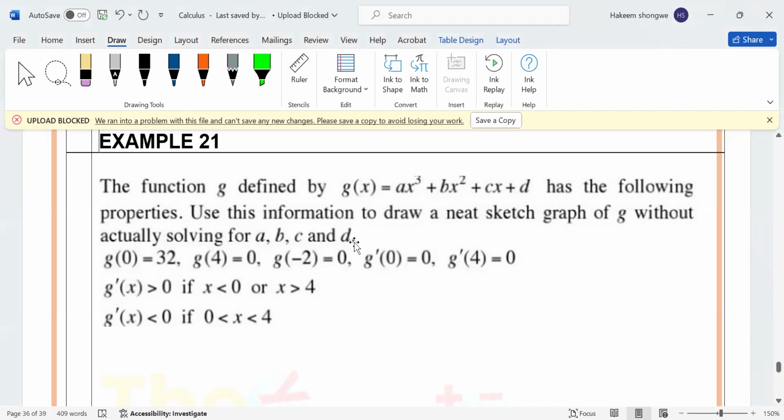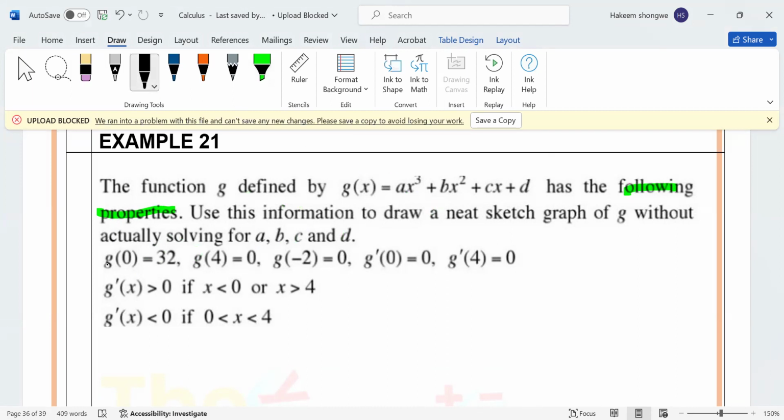We've been able to find the values of a, b, c if we are given the x-intercept. So here we are going to be using the following properties. Here it wants you to understand the properties of a cubic function, and we're going to be using the properties that they gave us here so that we can draw a neat sketch. Now, how do I approach this one here?